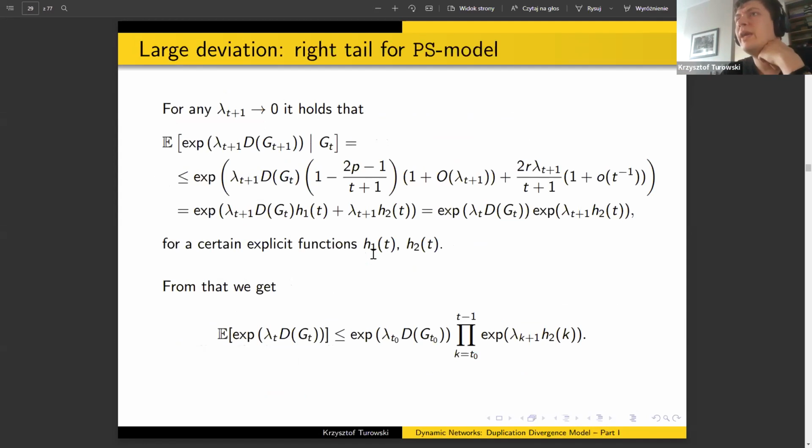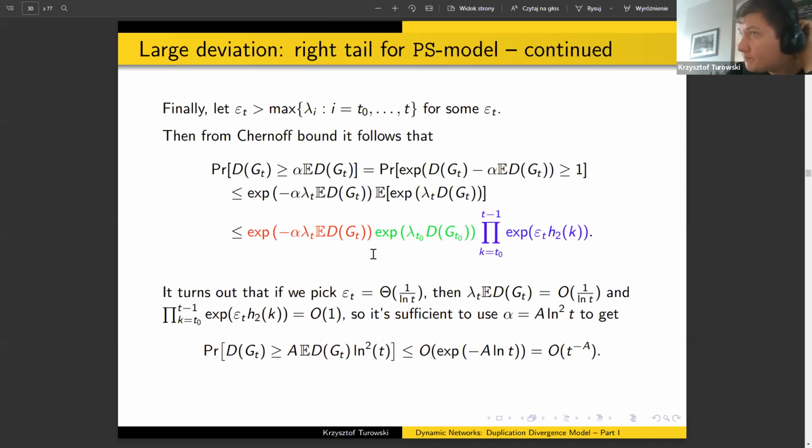And for example, for large deviation, we have certain proofs that can show that if we try to get some bound on the expected value of the exponent of an average degree, then we arrive eventually at the formula that we have certain explicit functions h1 and h2, and we can bound it by a certain constant depending on the average degree of the graph at time t0 and the product of exponents of function h2.